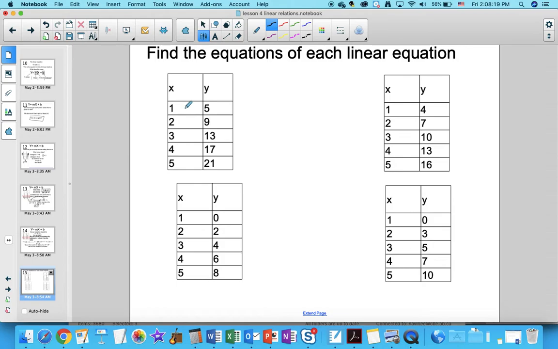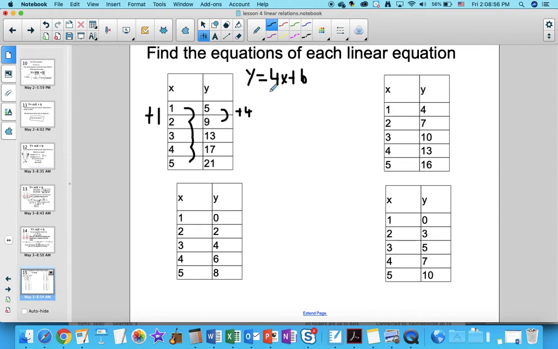So I went from 1 to 2 to 3 to 4 to 5. So I'm going up by 1 on this side. Every time the x goes up by 1, the y went up by 4. 9, 4, right? 13, 17, 4. 17 to 21, 4. So then I go, okay, my expression so far should be y equals, to find the slope, 4 change in y divided by the change in x. So 4 divided by 1 is 4. 4x, right, plus b.